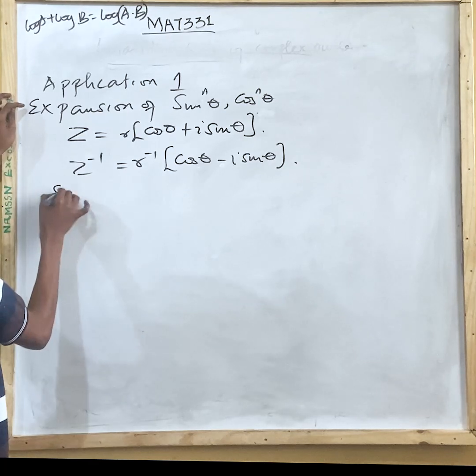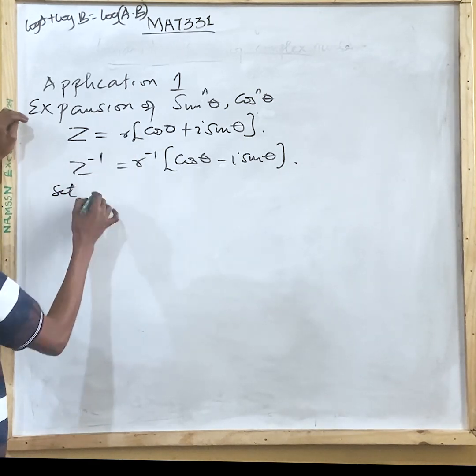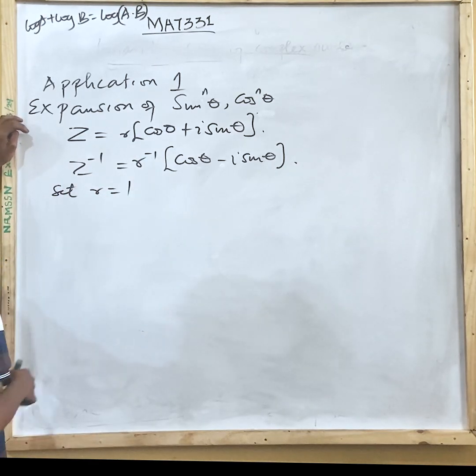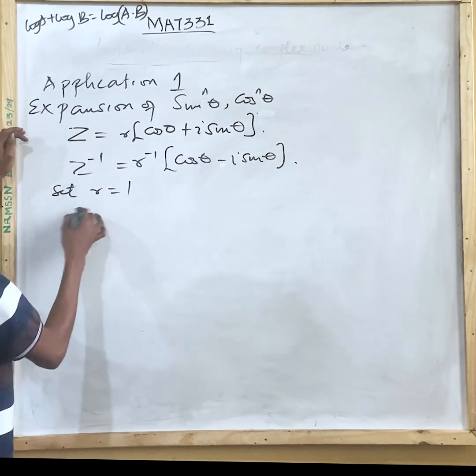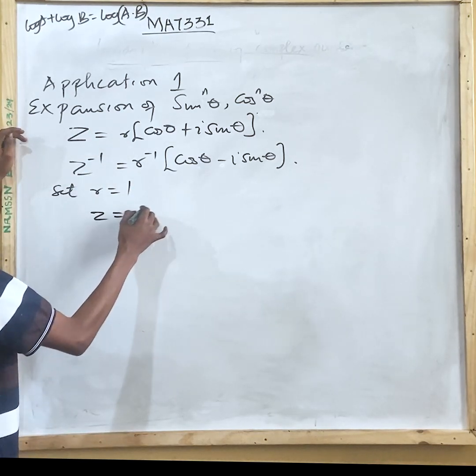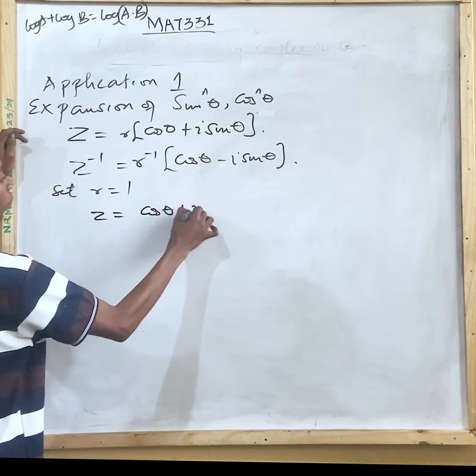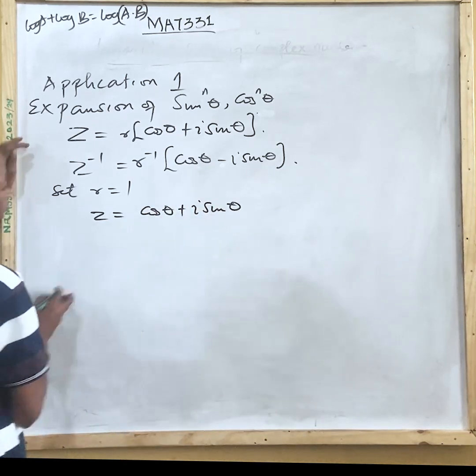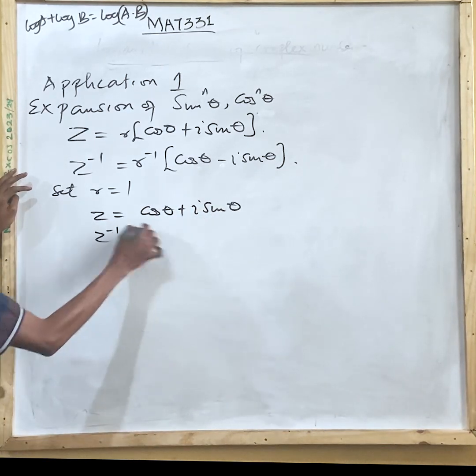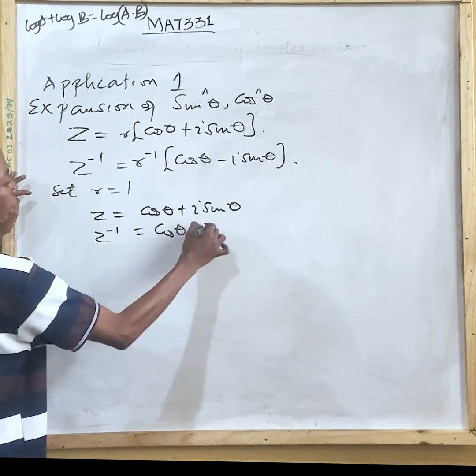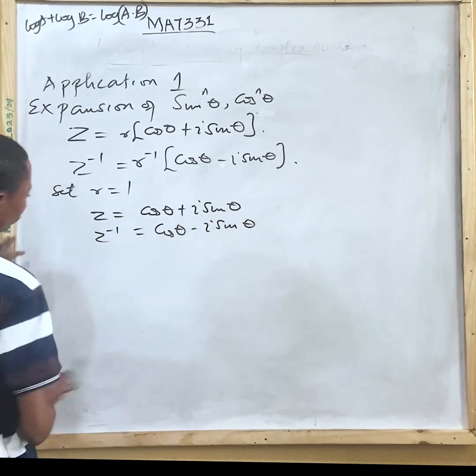Now, let's set the modulus of this complex number to be 1. So on both sides, let's set r to be 1. You know we are going to have z equals cos theta plus i sine theta, and then z raised to power minus 1 is cos theta minus i sine theta.